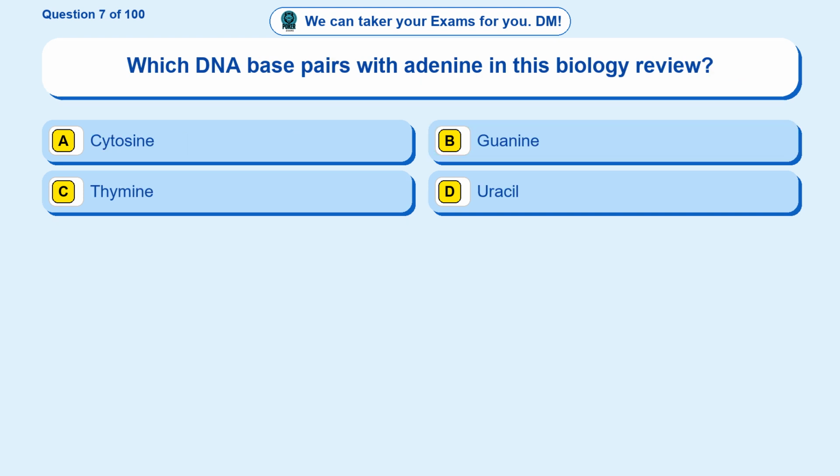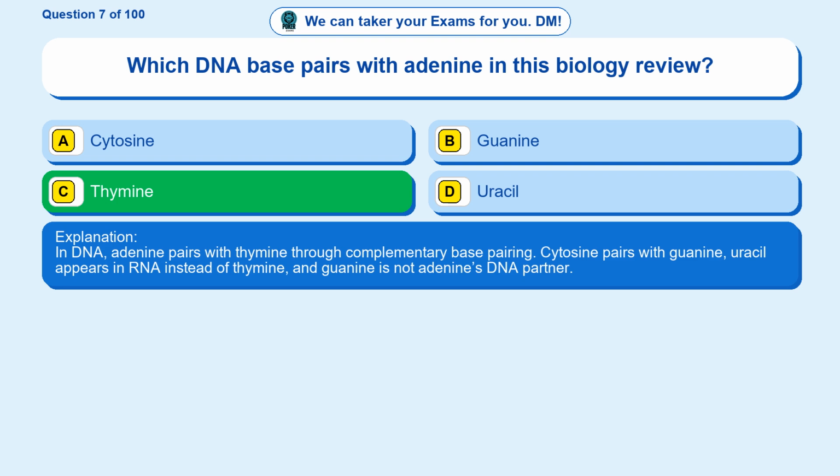Question 7. Which DNA base pairs with adenine in this biology review? Option A, cytosine. Option B, guanine. Option C, thymine. Option D, uracil. The correct answer is option C, thymine.